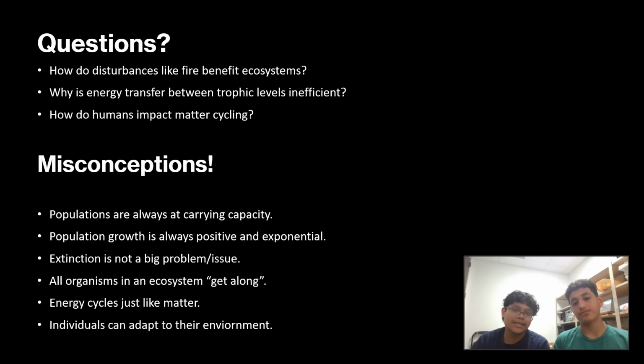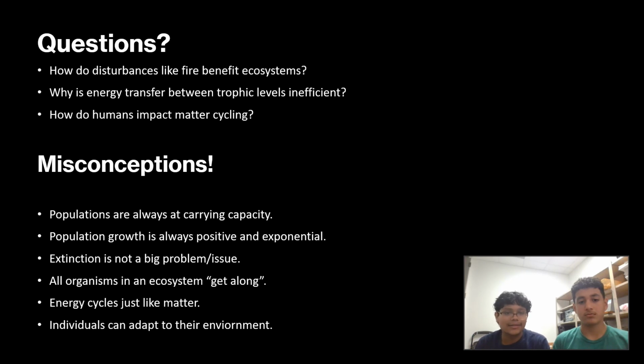And here we have some misconceptions. One misconception is that populations are always at carrying capacity. This is not always true, as populations are normally increasing or maybe even decreasing, so they become below carrying capacity. Population growth is always positive and exponential. This is not true, as population growth can actually be negative, as in extinction, as animals go extinct, and it doesn't always have to be exponential. Extinction is not a big problem or issue. Extinction is one of the biggest problems we have, and is a big problem we have to solve, because imagine one animal goes extinct, it could affect the entire food web, especially if it's near the bottom or the top.